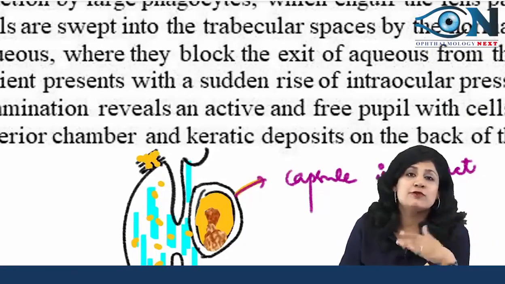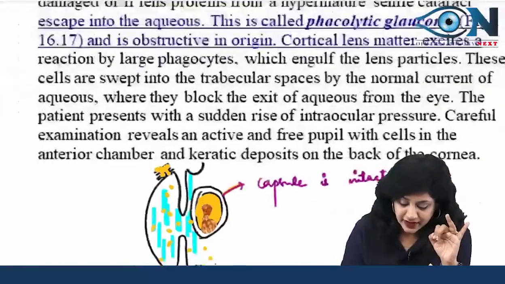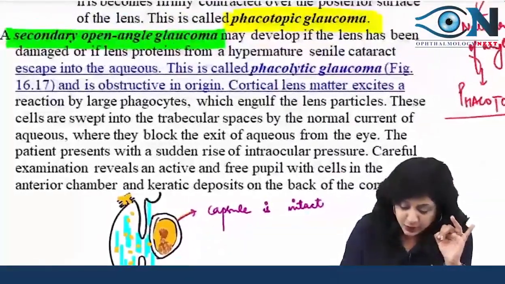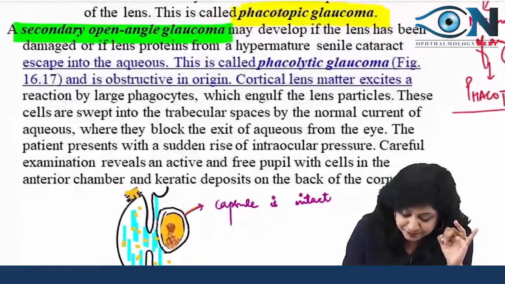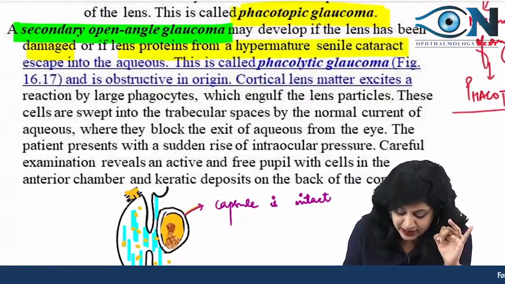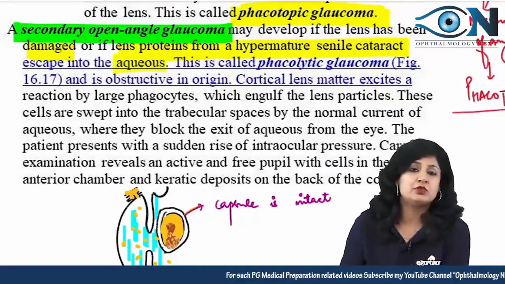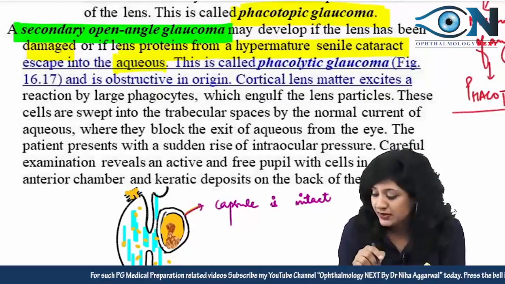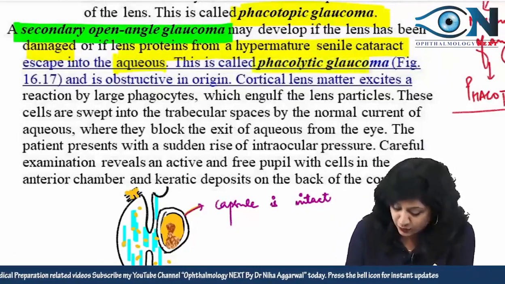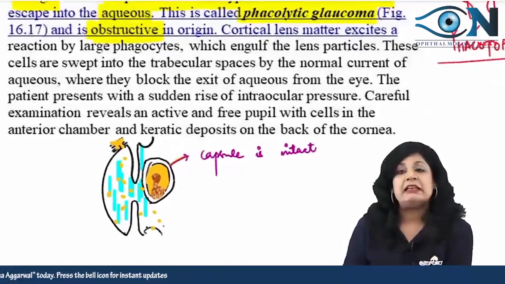This is called your phacolytic glaucoma. Phacomorphic, phacotopic we have already done. I hope you are understanding this also. So, what they are saying is that if the lens is damaged, your lens proteins are coming from a hypermature senile cataract, they will go into the aqueous and they will block the trabecular meshwork through which 90% of the drainage has to take place. So, this is your phacolytic glaucoma, it is obstructive, and cortical lens matter.